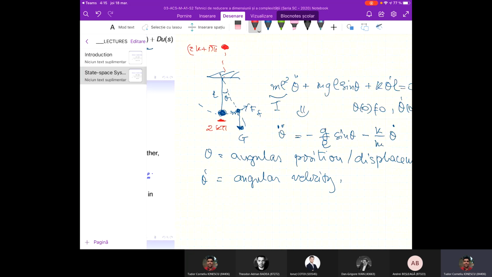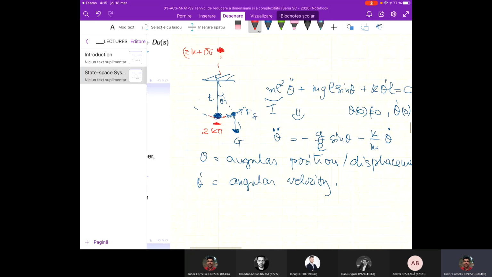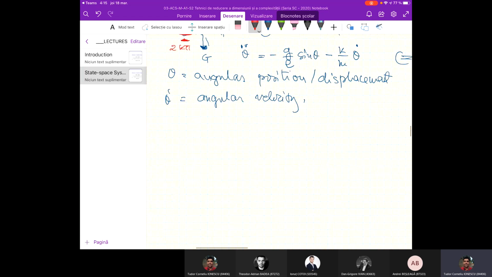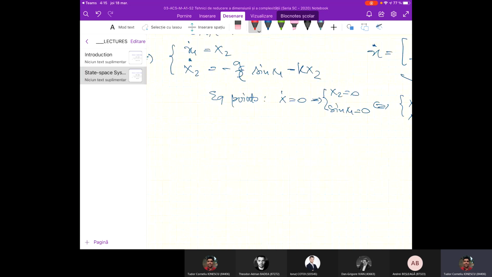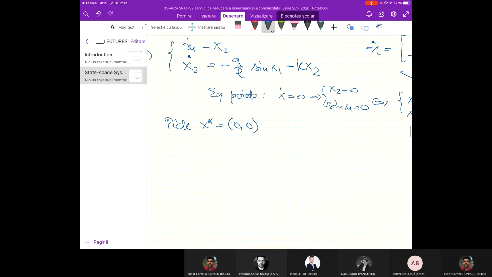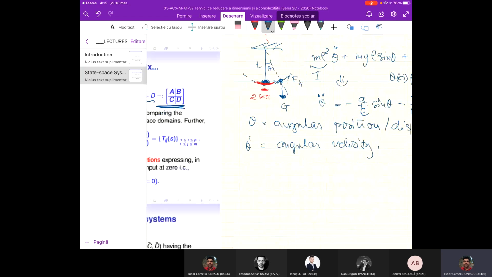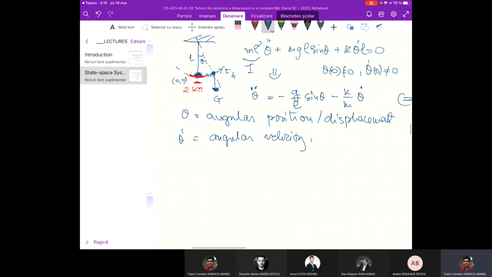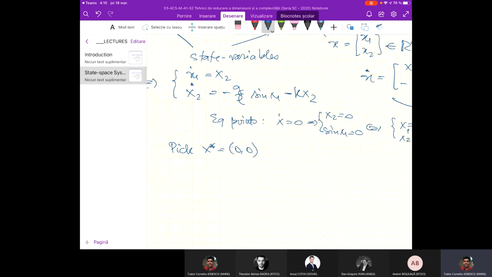Now, to get the linear system, we need to check the infinitesimal movement of this pendulum around the equilibrium point, in the neighborhood of the equilibrium point. So we select the equilibrium point x star equals 0, 0. That's when the pendulum is stopped. This is 0, 0: 0 velocity, 0 angle. And linearize.